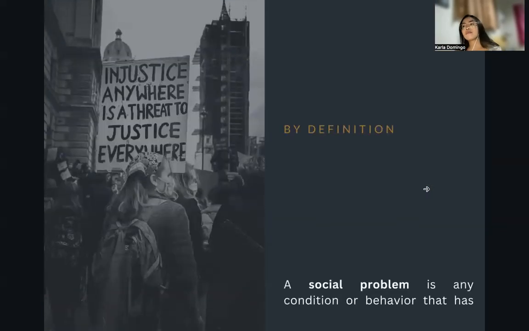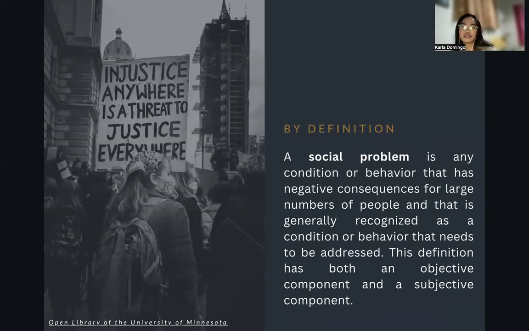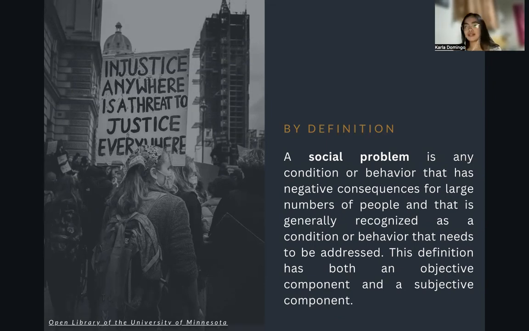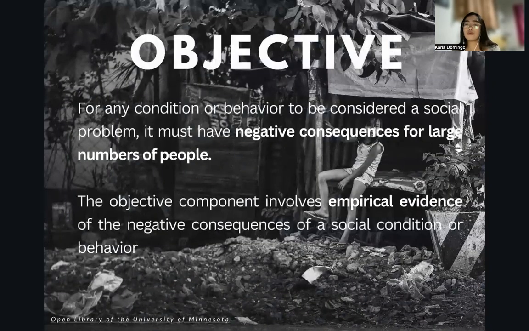In our reading, it says that it is any condition or behavior that has negative consequences for large numbers of people and that is generally recognized as a condition or behavior that needs to be addressed. This definition has both an objective and a subjective component, and we'll get to that now. For the objective component, it has to have negative consequences for a large number of people for it to be defined as a social problem. It also needs empirical evidence, meaning it has to be backed up by data, studies, and reliable resources, etc.